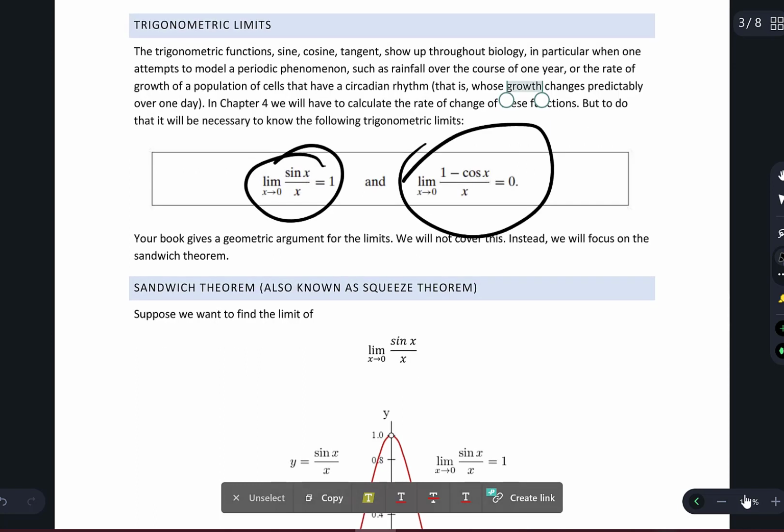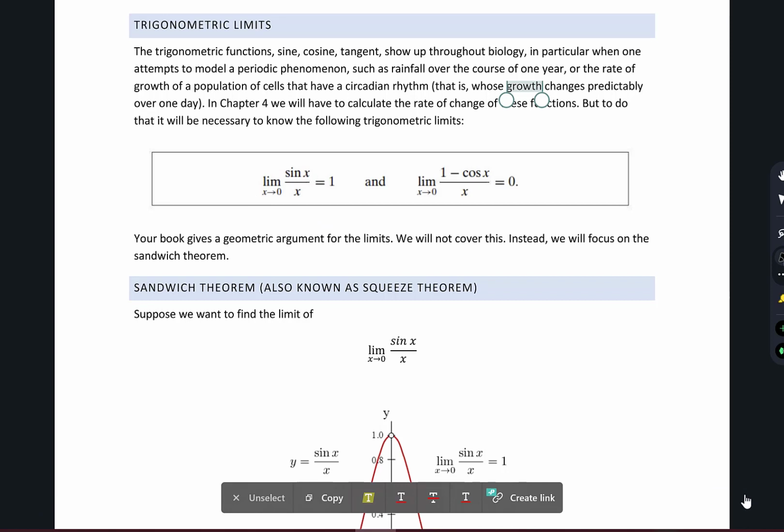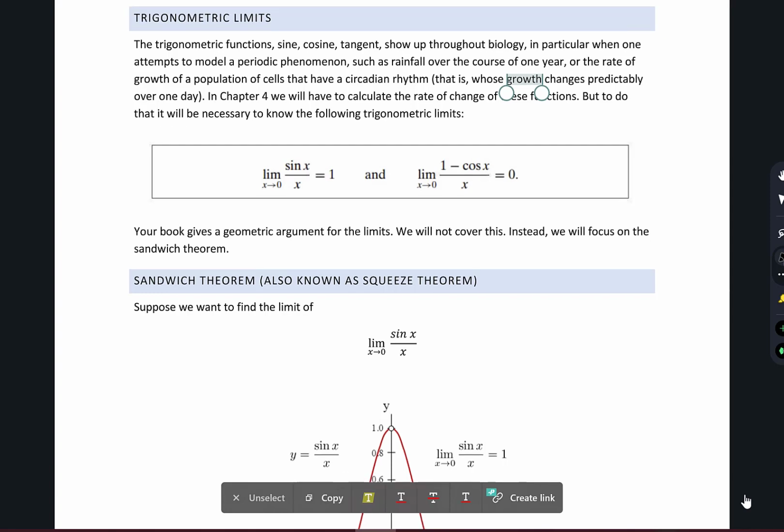And so your book gives a geometric argument for these limits. You're more than welcome to read that geometric argument. I'm not going to cover that. Instead, I'm just going to focus on the sandwich limit theorem. And you will find in general, your book is going to cover these more in detail than I am. I'm mainly just going to focus on the overall idea of the sandwich limit theorem and how we can apply it, not so much the geometry with the trig.